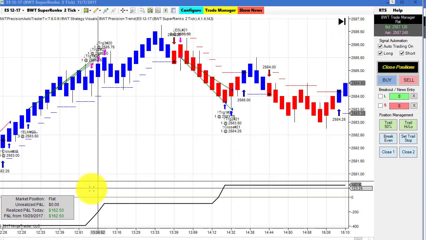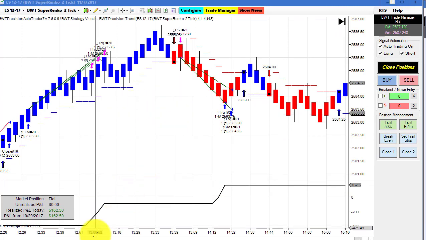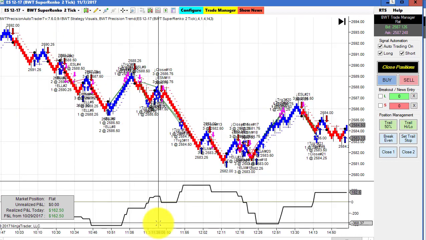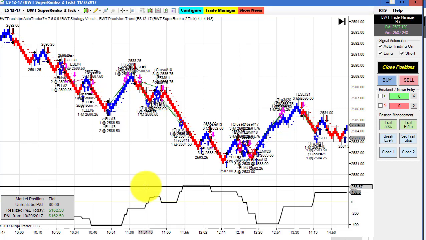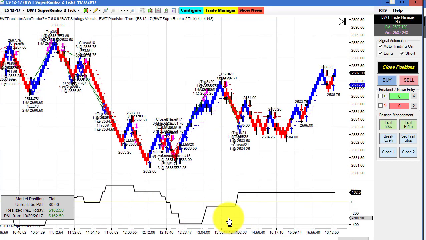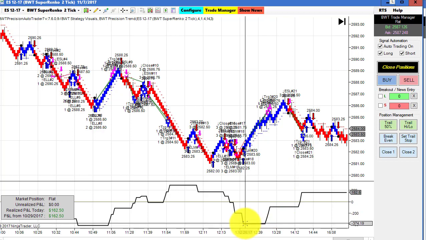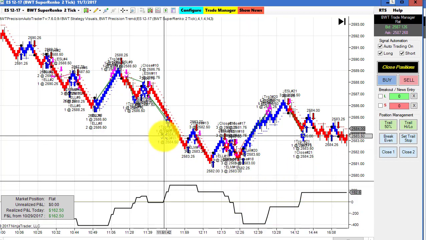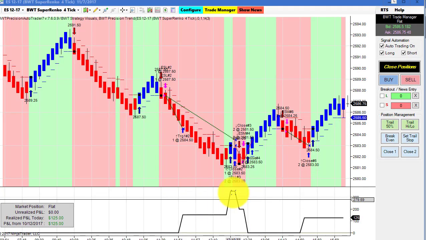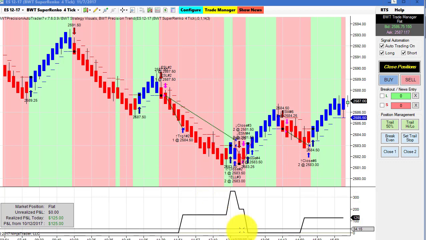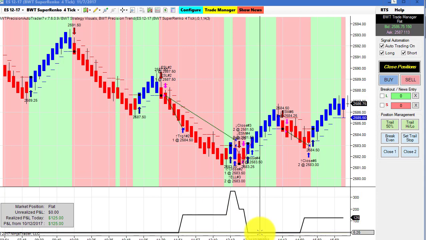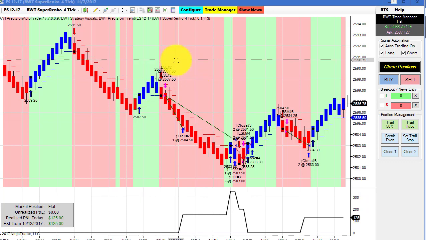Okay, the Emini S&P on a Super Renko 2-tick, a modest gain of 162.50, but this was quite active today. It was up, had an equity high of $300 or so, and then drew down minus 300 and then came back to the plus side. So not bad. The Emini S&P on a Super Renko 4-tick had an equity high of about $400 and then drew down some to about break even and ended up with 125 for the day. But this is showing positive many days in a row.